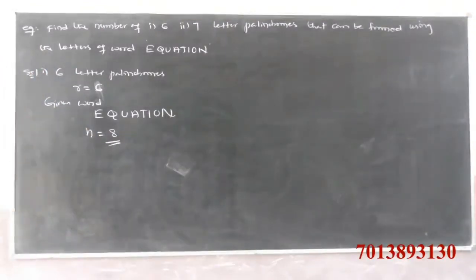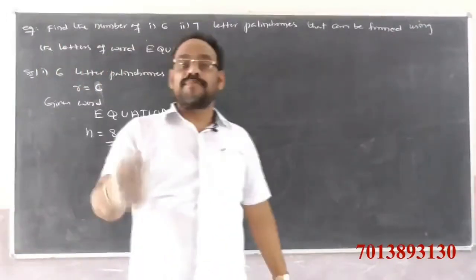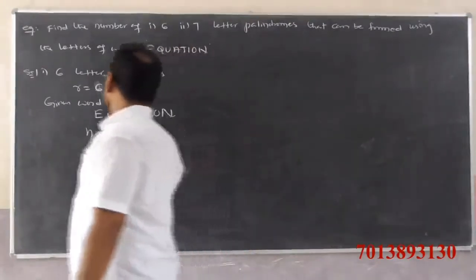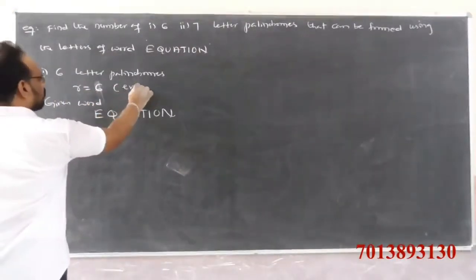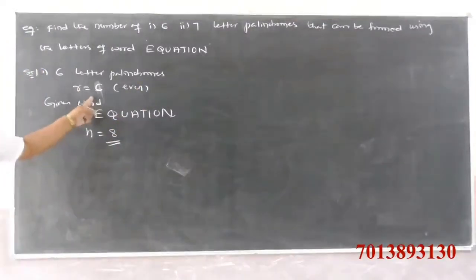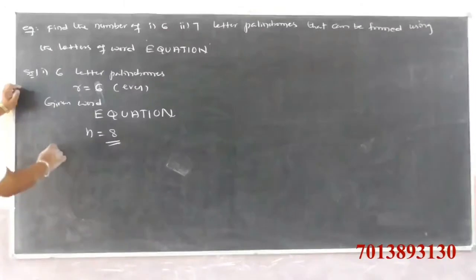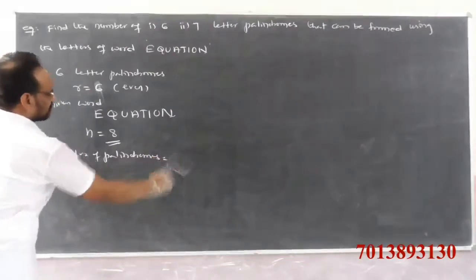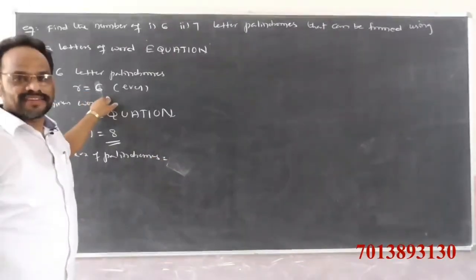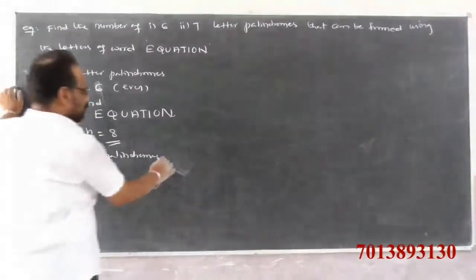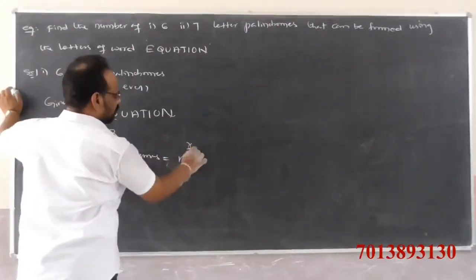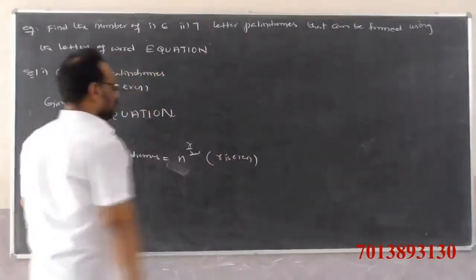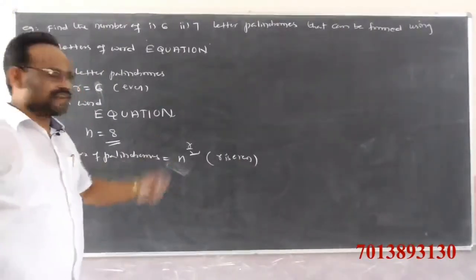The number of palindromes depends on the r value. Here r is equal to 6, clearly even. Therefore, if r is even, what is the formula? The number of palindromes is equal to n power r by 2.